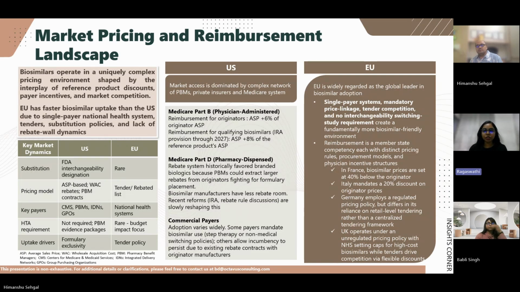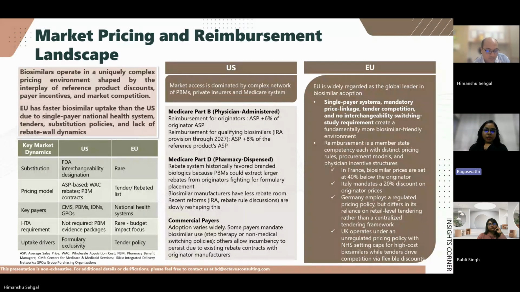And due to this major difference, we can say that the EU has a faster biosimilar uptake. The US had its first biosimilar approval in 2015, but the EU was already a mature market because it had its first biosimilar way before, in almost 2008. So this lack of tender system and substitution policies has made the EU ahead of the US.